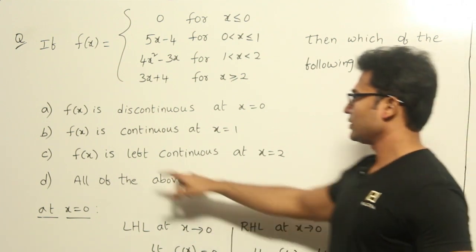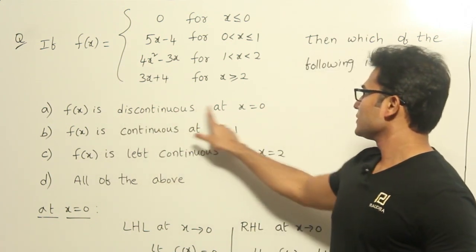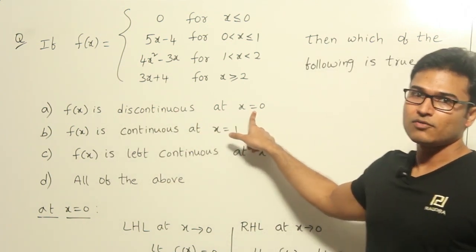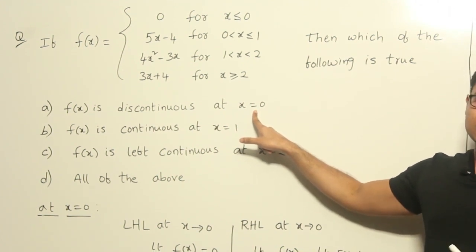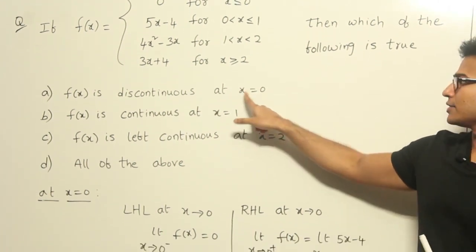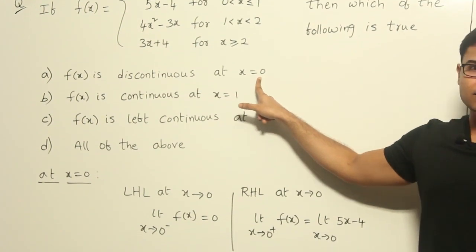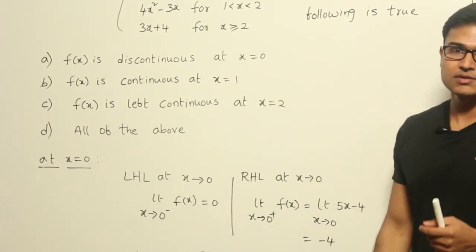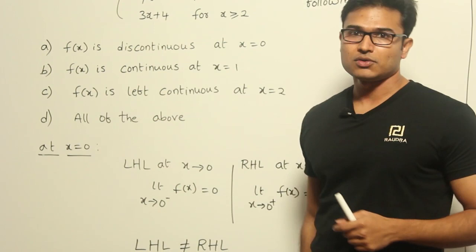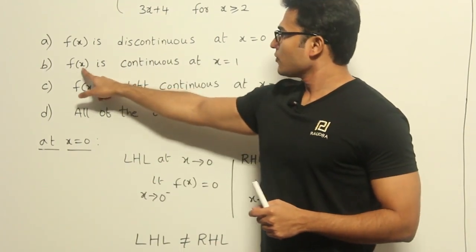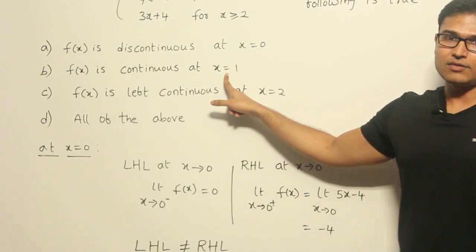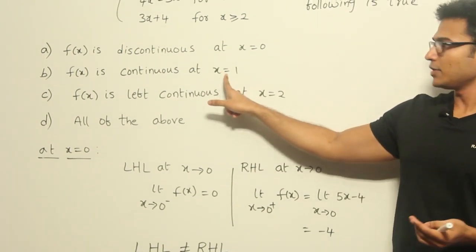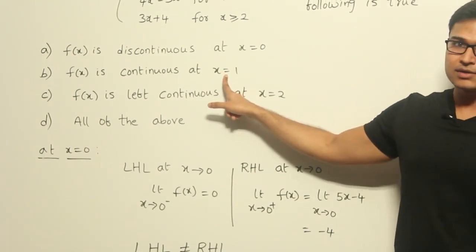So the first one is saying that f of x is discontinuous at x equal to 0. So we have to find it out. How can we find out? Find out the left hand limit and the right hand limit, as well as the value at x equal to 0. If all three are equal, then we can say that it is continuous, right? Otherwise it is discontinuous. And what about the next one? F of x is continuous at x equal to 1. Again you can do the same thing. Find out the left hand limit, right hand limit, and the value at that point. When all three are equal, we can say that it is continuous.